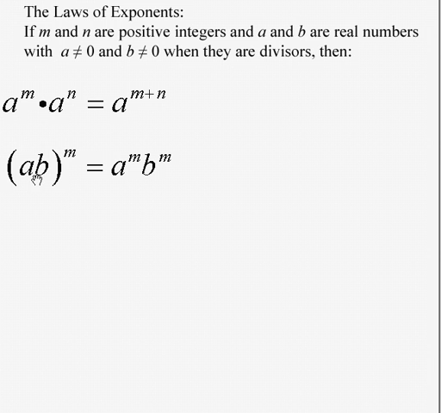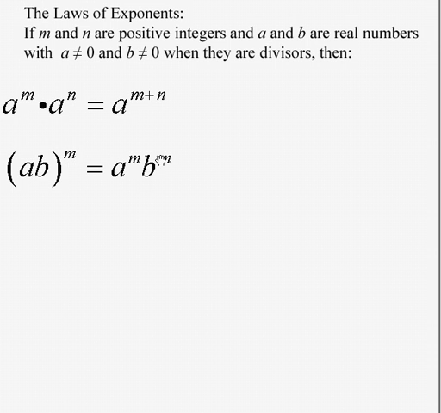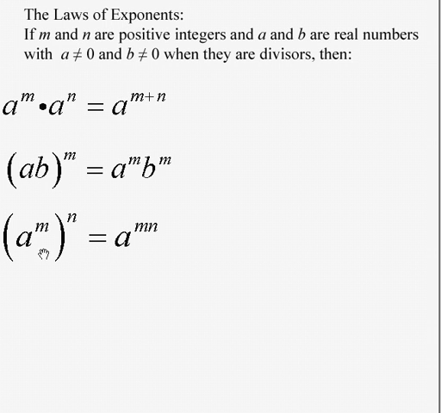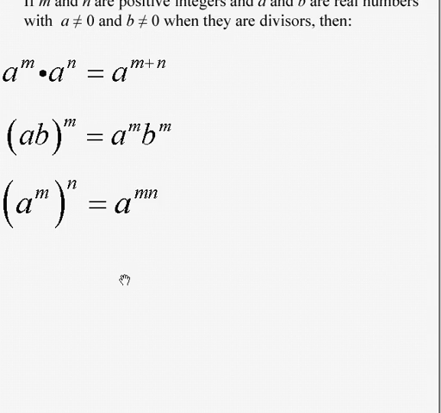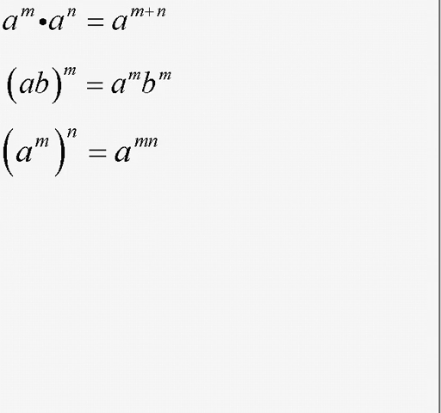Again, when you have a product being raised to a power, you can raise the first factor to that power, the second factor to that power, and then multiply the end result. Third, if you have a base raised to a power and that in turn is raised to a power, you keep the base, don't change it, multiply the exponent, so in this case that's m times n. Now those are the same three laws of exponents we've previously learned, so let's expand upon them.